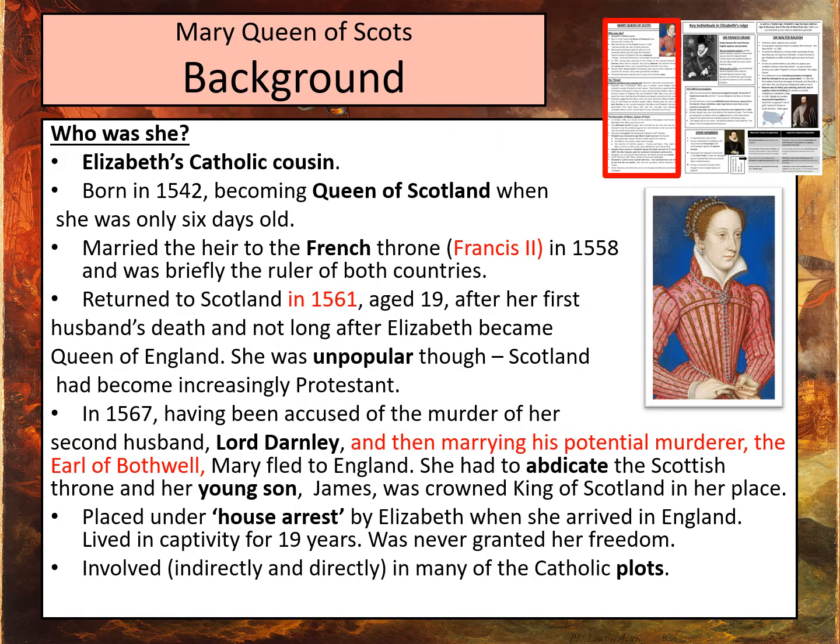So who was Mary Queen of Scots? Well, she was Elizabeth's Catholic cousin. She was born in 1542, so a very similar age to Elizabeth, just a few years younger, and she became Queen of Scotland when she was only 6 days old. She was then married off to the heir of the French throne, Francis II, in 1558, and was briefly the ruler of both Scotland and France. However, she returned to Scotland in 1561 after her husband's death, not long after Elizabeth became Queen of England in 1558. She returned to Scotland at a time when Scotland was becoming increasingly Protestant.